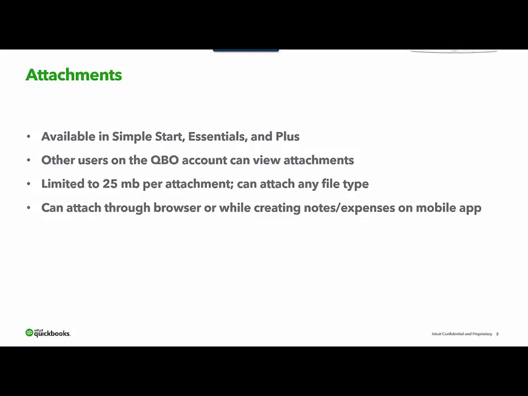Keep in mind with attachments that other users on your account will be able to see them, but you can decide if an attachment will be emailed with a sales form or just viewed internally. You are limited to up to 25 megabytes per attachment, but you can bring in any file type. And you can attach while using QBO in a browser or while creating notes or expenses in your mobile device. We'll look at mobile toward the end of this video.